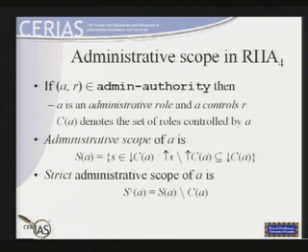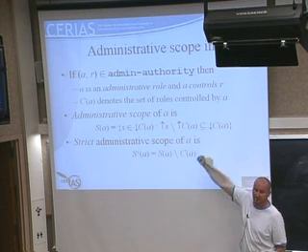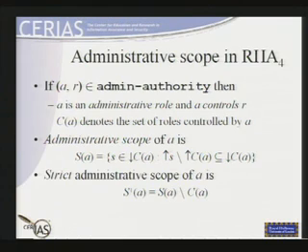So the administrative scope now of A is determined not just by the role R. Before, when we talked about administrative scope in RHA1, this would have just been A. We've now replaced this with the roles controlled by A. And the strict administrative scope is obtained by taking away those roles it controls.